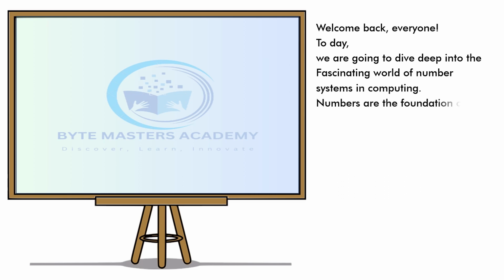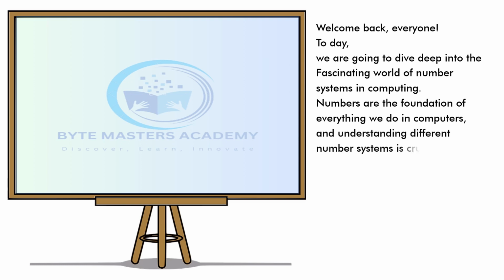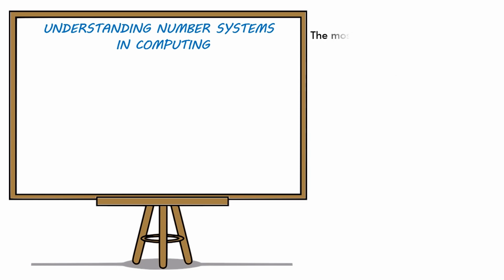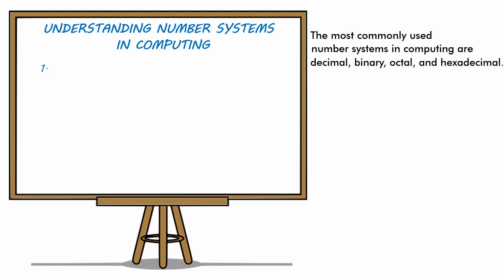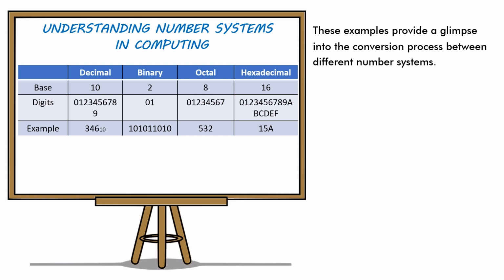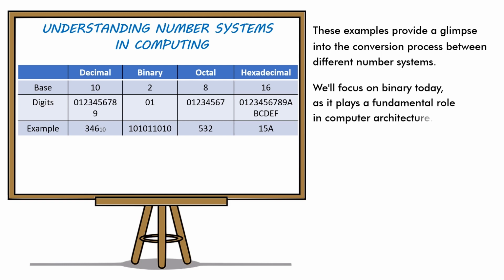Numbers are the foundation of everything we do in computers, and understanding different number systems is crucial. So, let's get started. The most commonly used number systems in computing are decimal, binary, octal, and hexadecimal. These examples provide a glimpse into the conversion process between different number systems. We'll focus on binary today, as it plays a fundamental role in computer architecture.